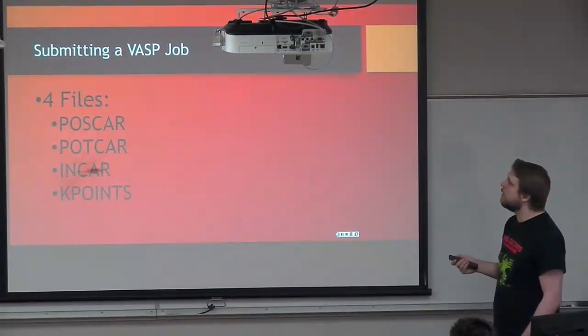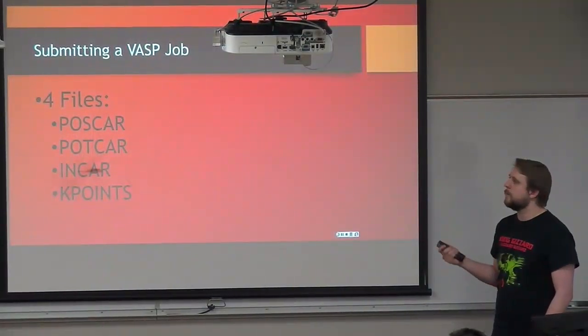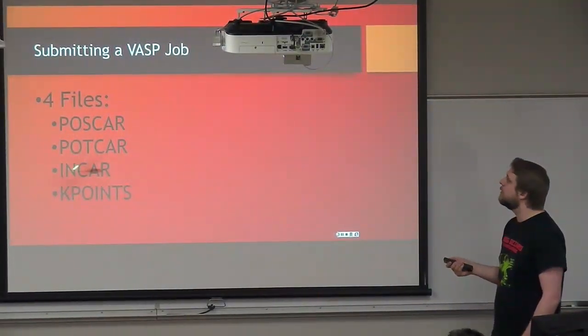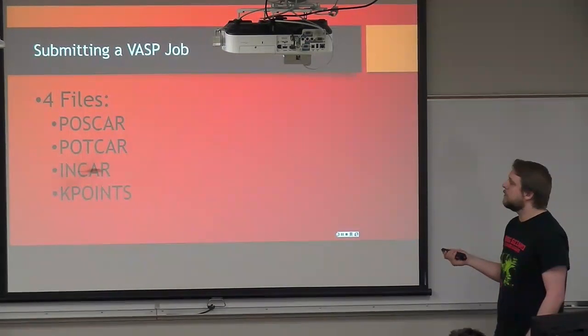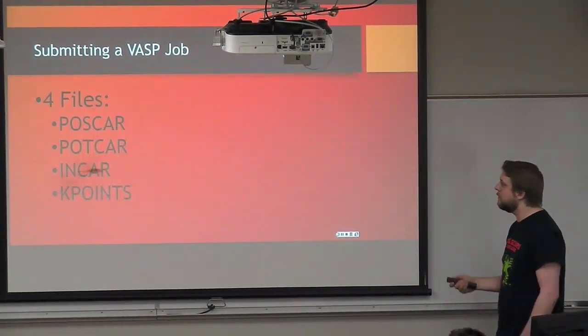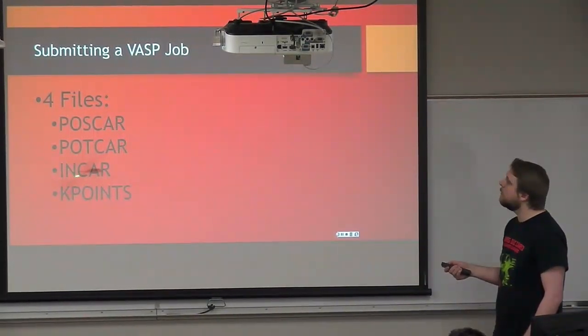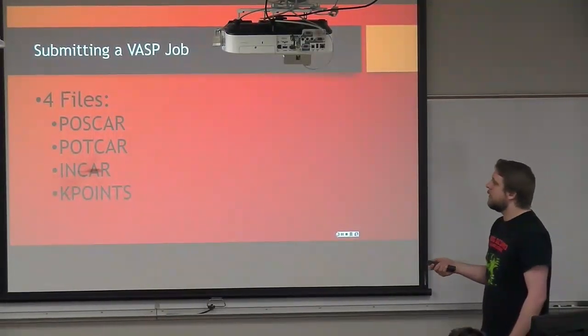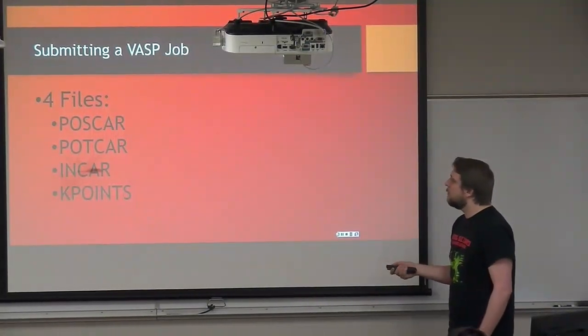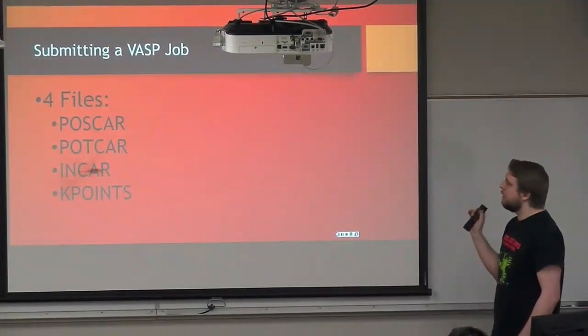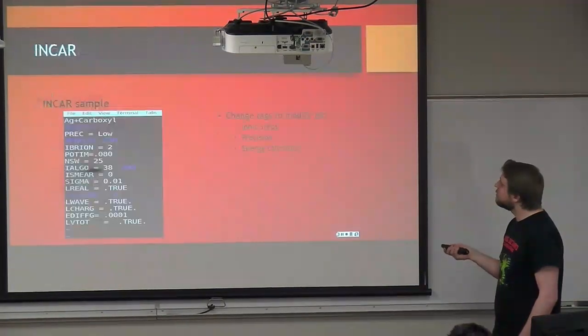So to make all that happen with VASP, you're going to need 4 files. You want the POSCAR, which stands for position. It's the coordinates of all your atoms. The POTCAR, which specifies the pseudopotentials that you're going to use in the calculation. There's the INCAR, which has a bunch of input parameters, and KPOINTS, which specifies aspects of K-space that are going to be used in the calculation.